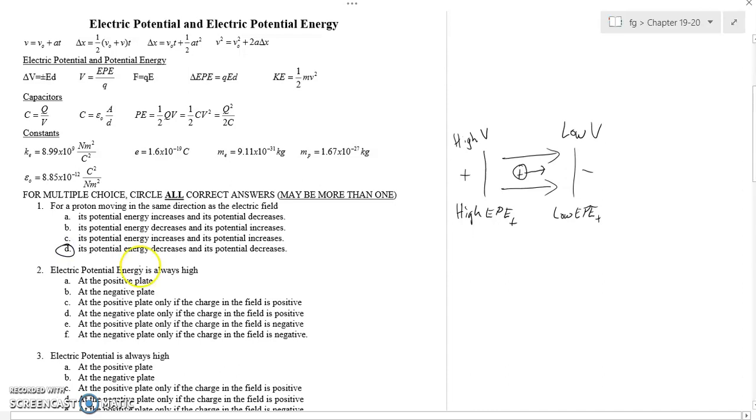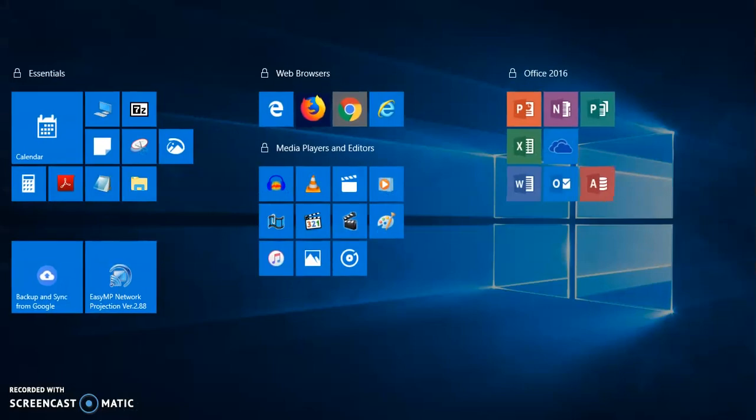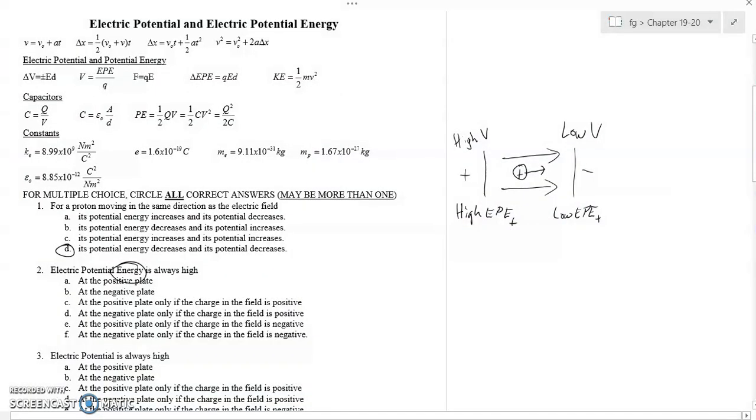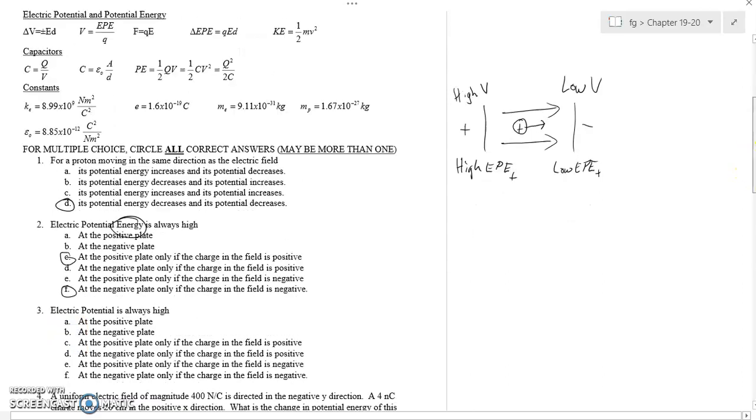Alright, now number 2, electric potential energy is always high. Well, energy is our key word there. It depends on what the charge is. We just talked about in number 1, a positive charge has high electric potential energy at the positive plate. So that is answer C, at the positive plate if the charge is positive. A negative charge would have very low potential energy here because it's happy to be there. A negative charge would have high potential energy at the negative plate. So that answer is F. So our two answers there are C and F.